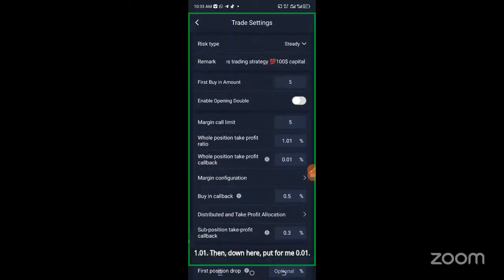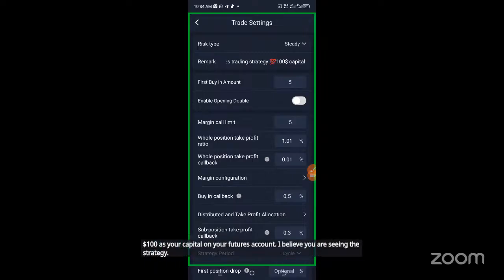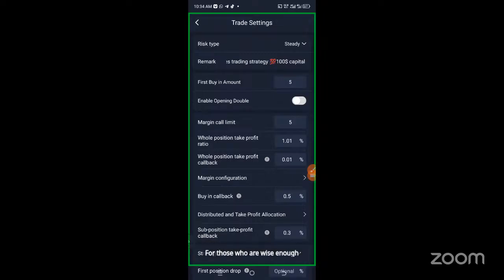So those people who already have $100 as your capital on your futures account, I believe you are seeing the strategy. For those who are wise enough, now I think you are seeing the strategy, those trading with $100 as their capital on the futures account.